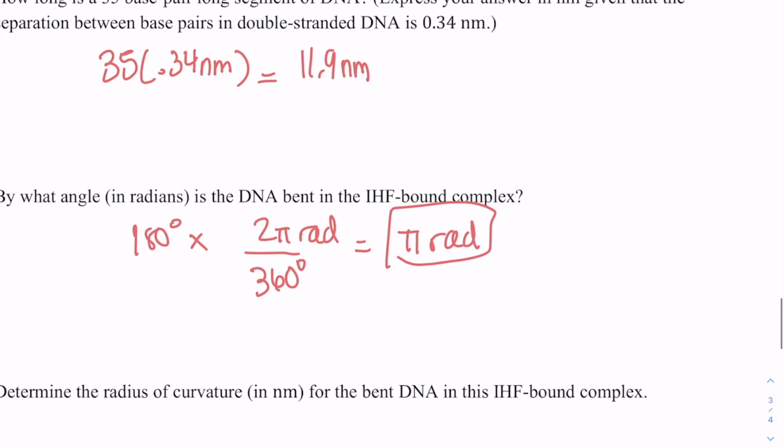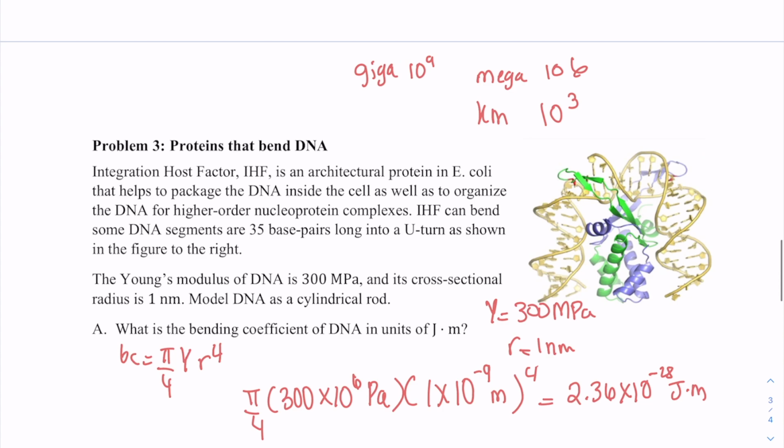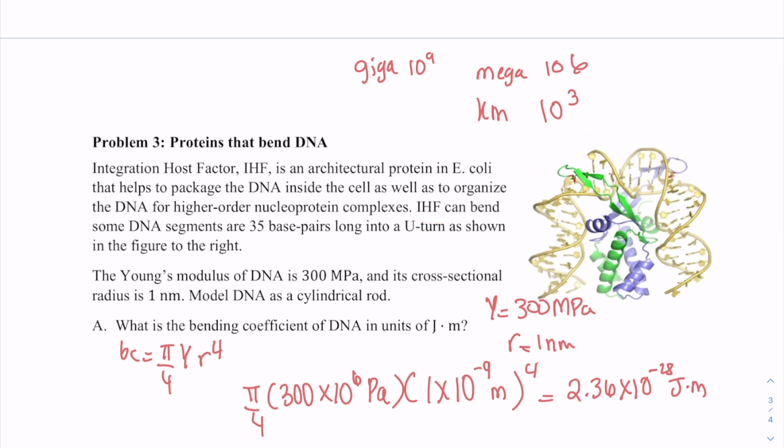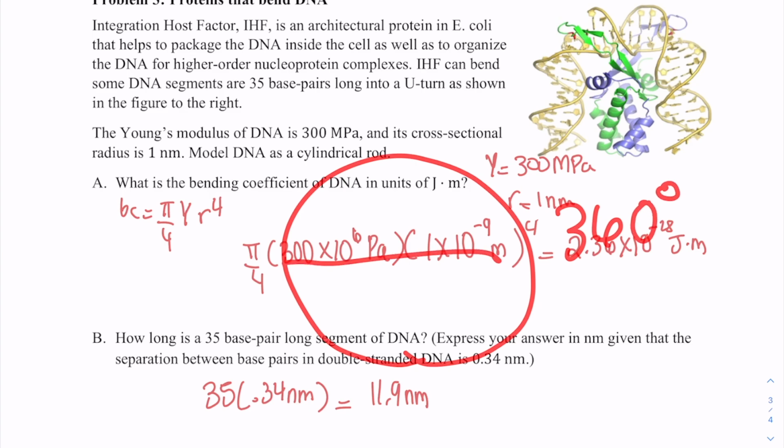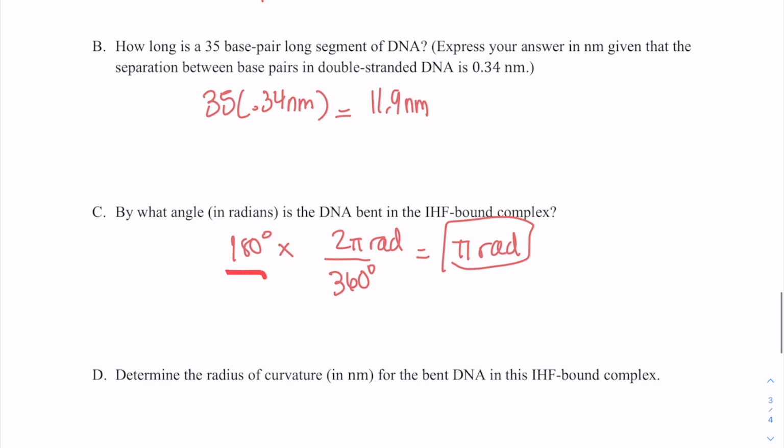I got 180 degrees because they said the integration host factor can bend some DNA segments into a U-turn. And so if you think about a U-turn, it's exactly half of a circle basically. An entire circle is 360 degrees, half of it is 180. And so then we just convert 180 degrees to radians. There are 2 pi radians in 360 degrees. Does that make sense?